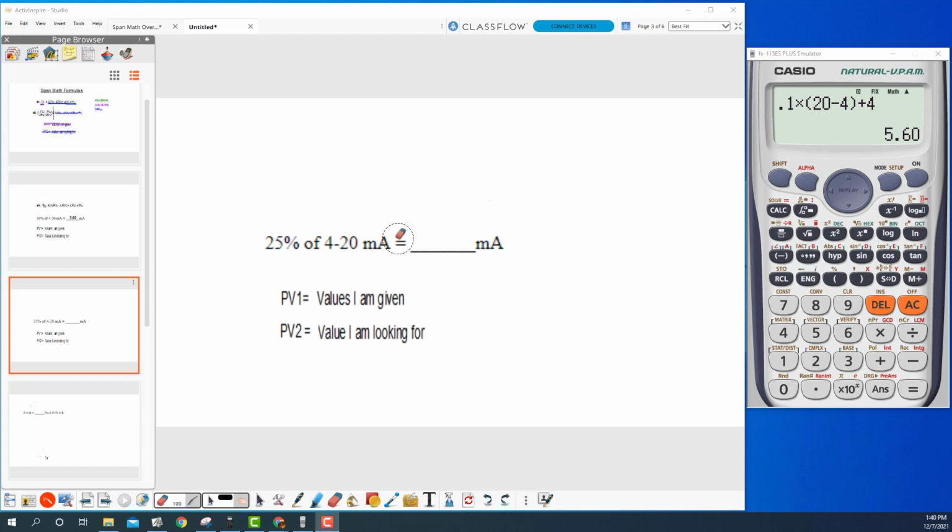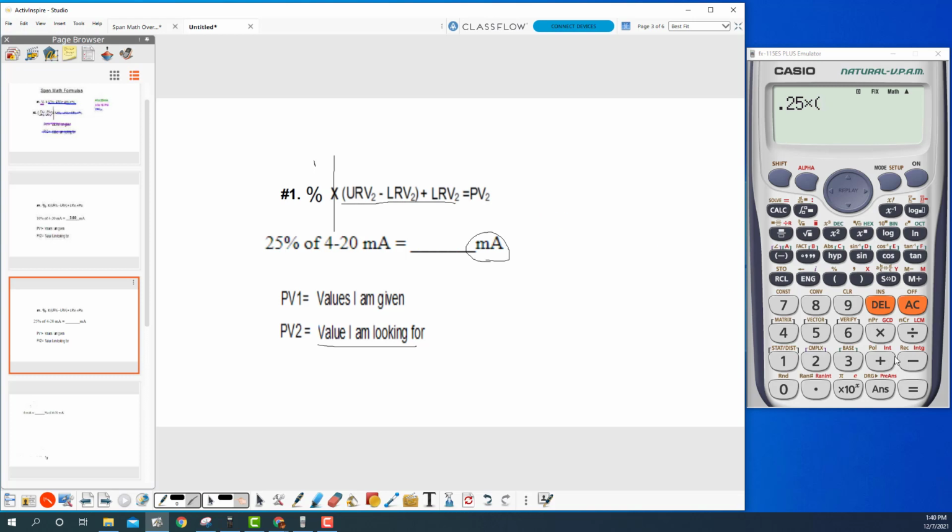Here I've got 25% of 4 to 20 milliamps equals how many milliamps? Since we're given a percentage, we can use formula number 1: percentage times upper range minus lower range, plus lower range, number 2 gives us our process variable 2. So again, we're going to punch in our first number, which will be 0.25 for 25%, times, open parentheses. Now I am working on the right side of my equation, which is the values I'm looking for. What am I looking for? I'm looking for milliamps. So all of these numbers here will be milliamps.